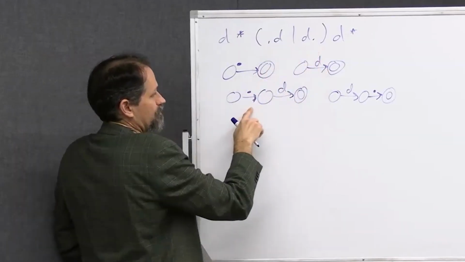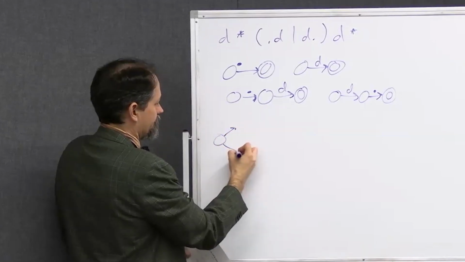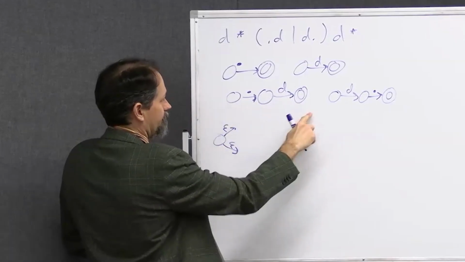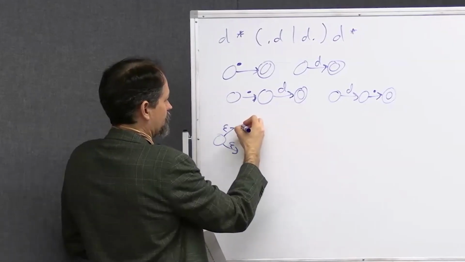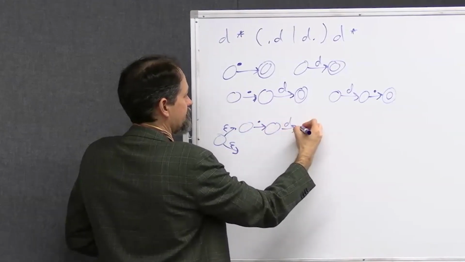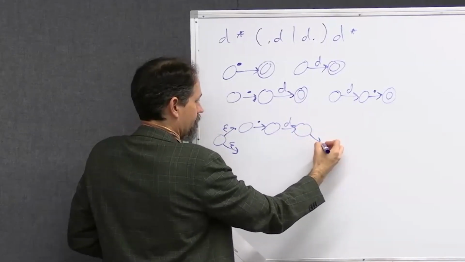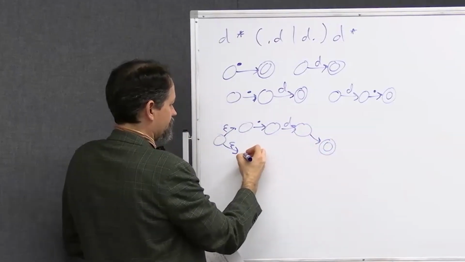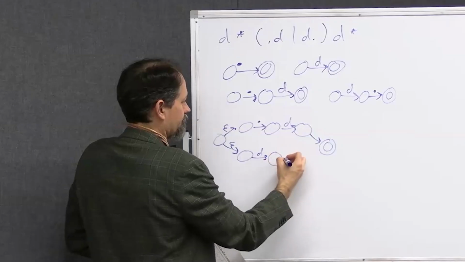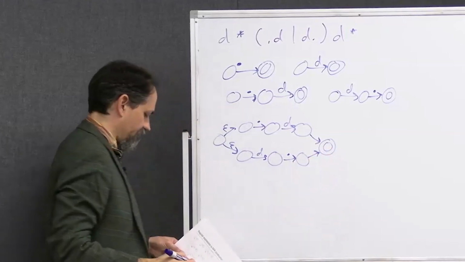Now we need an alternation between these two. So we'll have a start state and two epsilon transitions. And then on the top, we'll paste in this. So we'll have dot, D, and then go to a final state, and then we can alternately have first the D and then a dot, and then go to our final state.